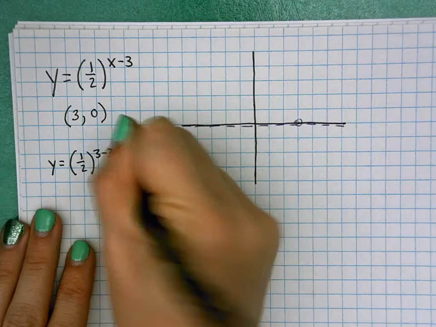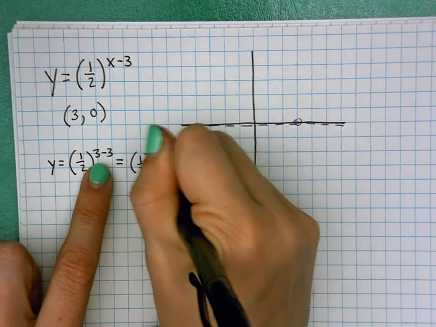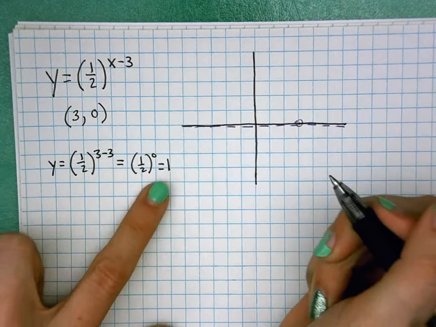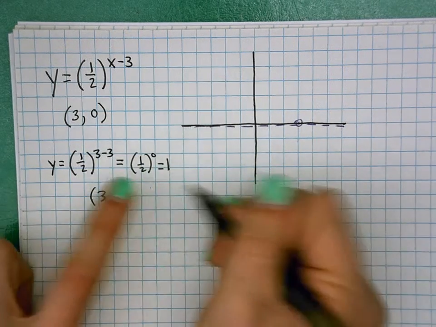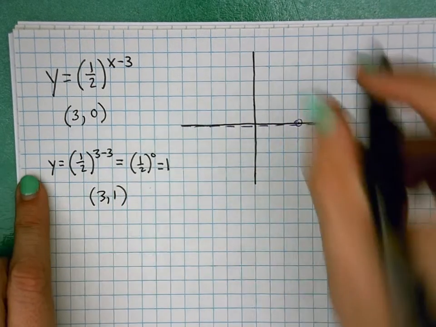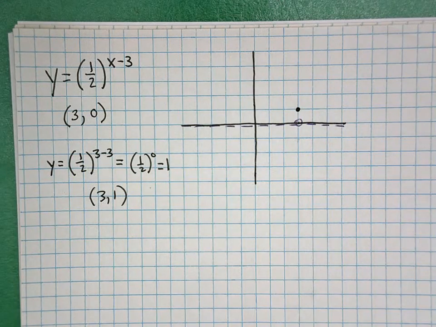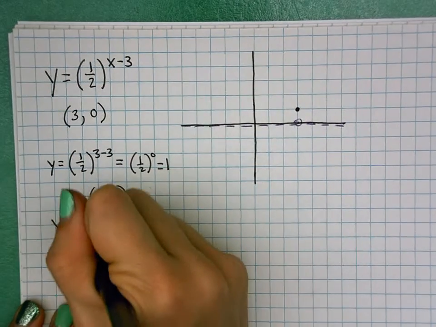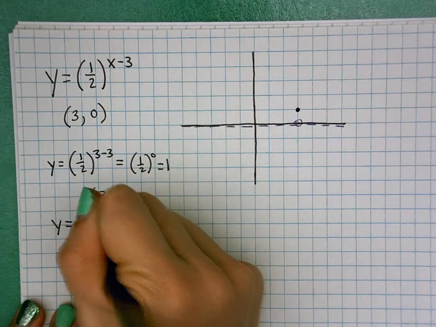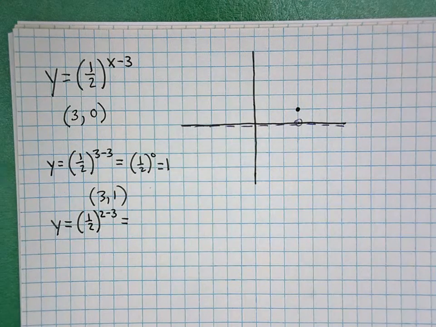Okay. That gives me 1/2 to the 0, and anything to the 0 is 1. And so my first coordinate point is that when x is 3, y is 1. Then you have to choose what else you want to plug in. You could plug in 2 or 4, or technically speaking, whatever. For the sake of this video, I'm going to plug in both 2 and 4 so that no matter which one you chose, you have something you can check against.